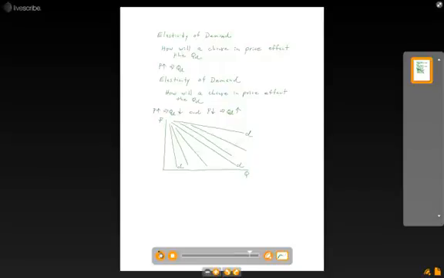So the idea of elasticity of demand is simply asking the question, which one of these curves are we operating on, or what does the demand curve look like? How is the demand curve actually shaped? Because the shape of the demand curve is going to have everything to do with what happens to the quantity demanded when price changes.